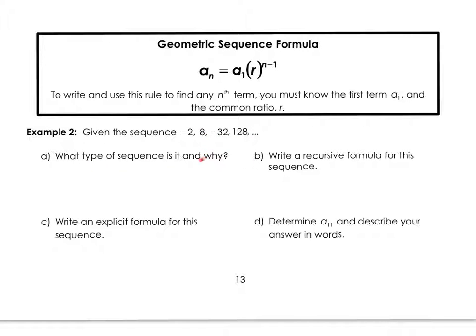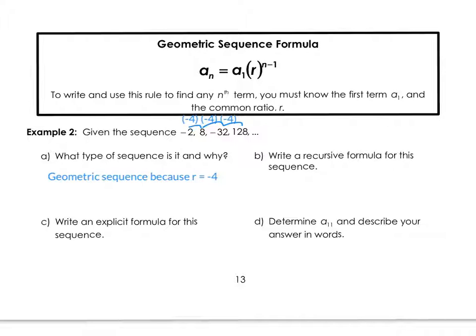What type of sequence is it and why? Well, if I look from one term to the next, what are we doing to get from -2 to 8 to -32 to 128? I can see that I'm multiplying by a -4 each time, so that means that it's going to be a geometric sequence, and that's because it has a common ratio. So I said geometric sequence because r equals -4.